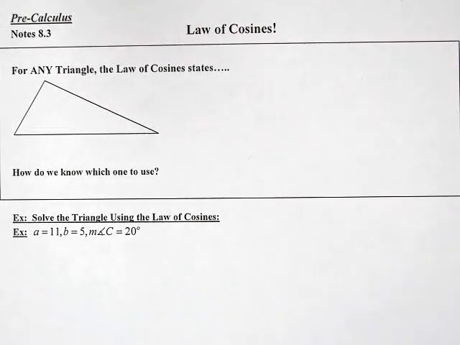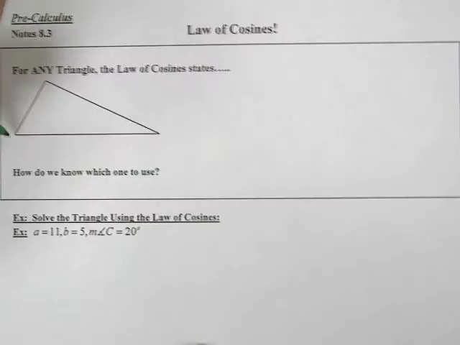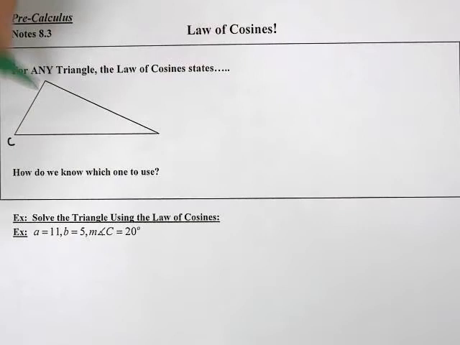We are starting to work with the law of cosines now, okay? So far, we have gone over SOHCAHTOA, we've talked about area of triangles, we've talked about the law of sines and why we would use the law of sines. And so now we're going to talk about the law of cosines, because there's some situations where the law of sines doesn't work.